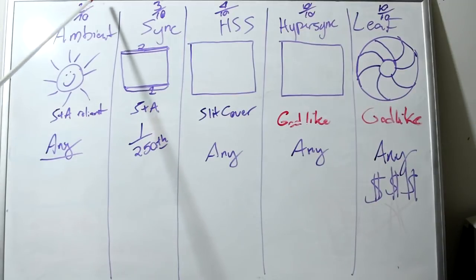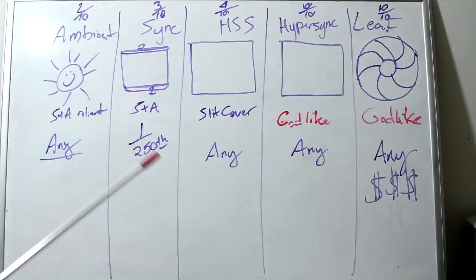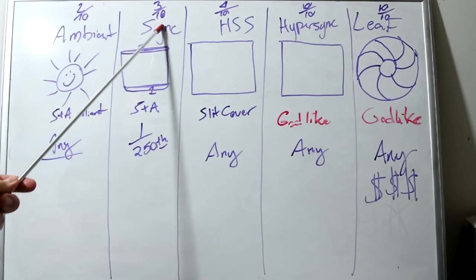Let's first talk about ambient. Rate ambient 2 out of 10 for its awesomeness. Nothing wrong with ambient photography. Most of us do most of our photography with ambient illumination, which means ye old happy sun here. Then we have sync, flash sync photography. Speedlight, fine. HSS, 3 out of 10.